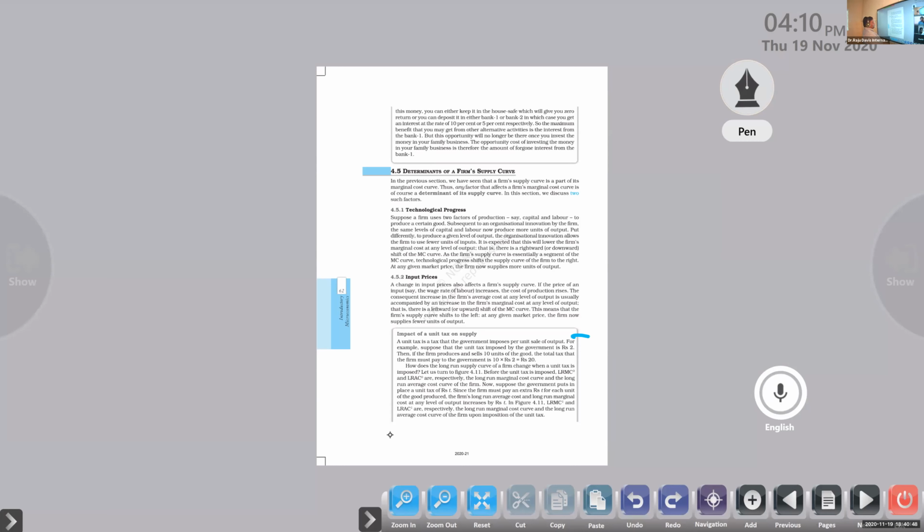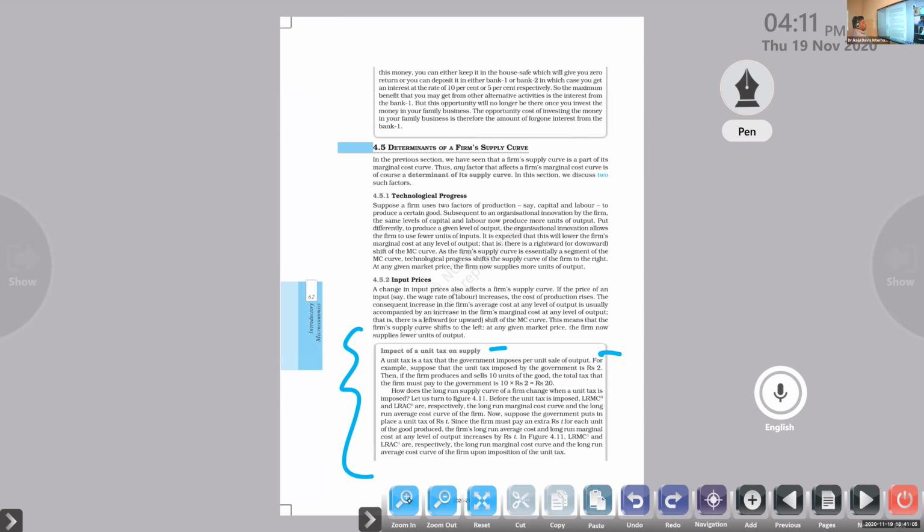All these questions are important for you people. What do you mean by impact of a unit tax on supply? A unit tax is a tax that the government imposes per unit sale of output. So a producer is selling A, B, C, D. For each product, the government will add tax. Think it is just rupees 10. So they will add 10 rupees to all these products.